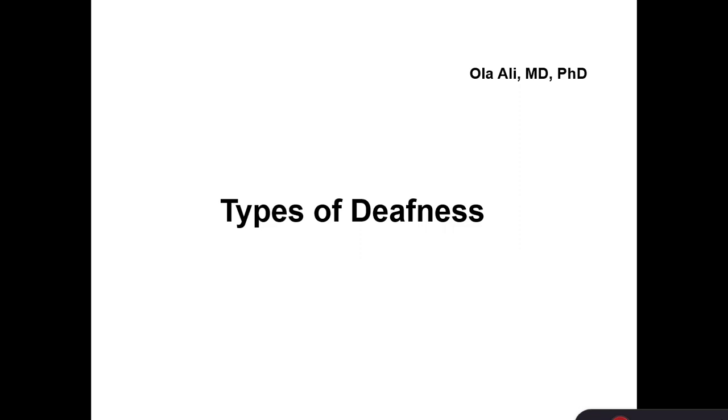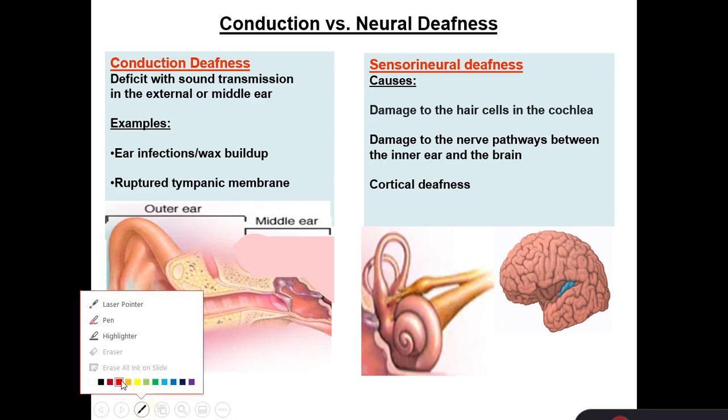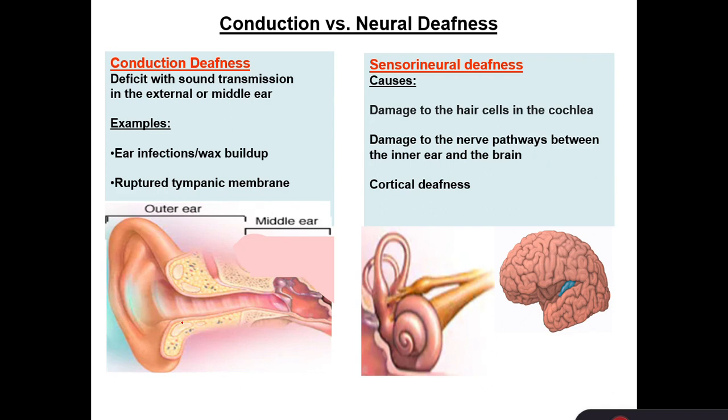In this video we will discuss the types of deafness. There are two types, conduction and neural deafness. The conduction deafness happens at the level of the external and middle ear. So it happens in the air conduction. Remember that the external and middle ears are full of air.